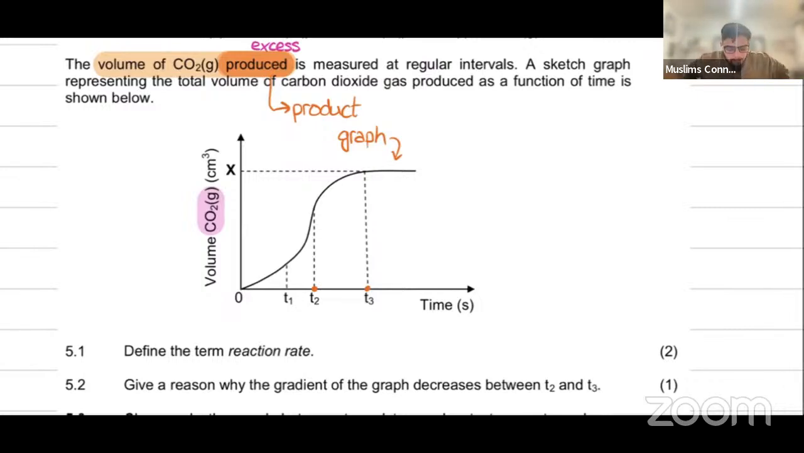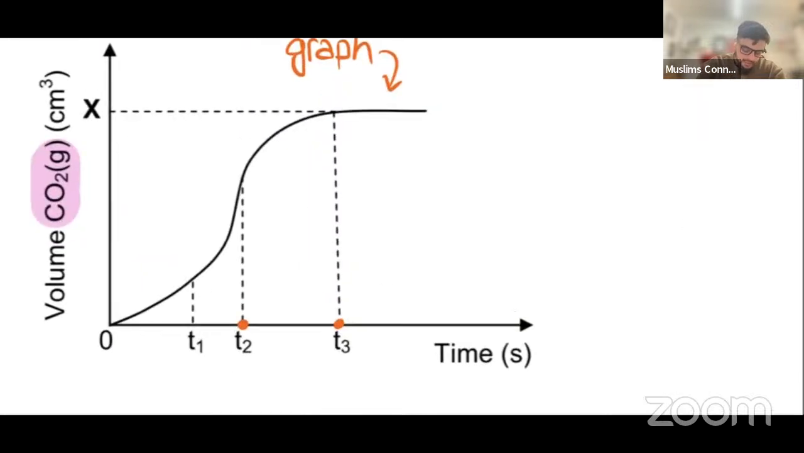Okay, so the gradient of the graph is decreasing here because the rate of the reaction is decreasing. Because gradient represents rate of reaction, and the rate of the reaction is decreasing from T2 to T3.